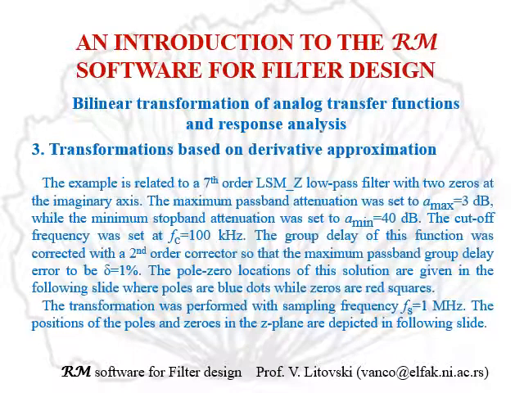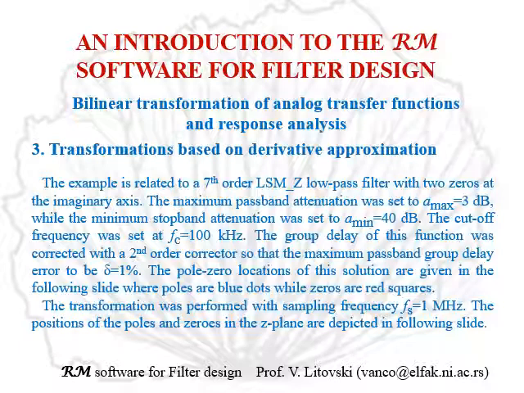We will give one example, which is related to the seventh order LSMZ low-pass filter with two zeros at the positive imaginary axis. The maximum passband attenuation was set to a max equal 3 dB, while the minimum stopband attenuation was set to a min equals 40 dB.